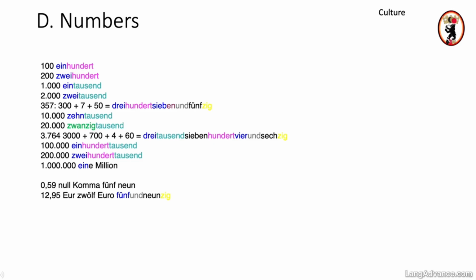100,000 is 100,000. 200,000 is 200,000. 1 million is eine Million. Here we have two words, and Million is a noun and therefore capitalized. 0.59 is 0,59. Everything after the comma is number by number, and everything is separate words. And comma is a noun and therefore capitalized.